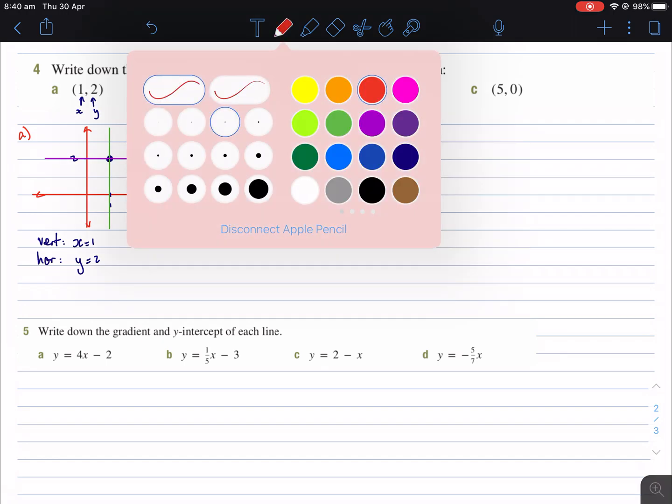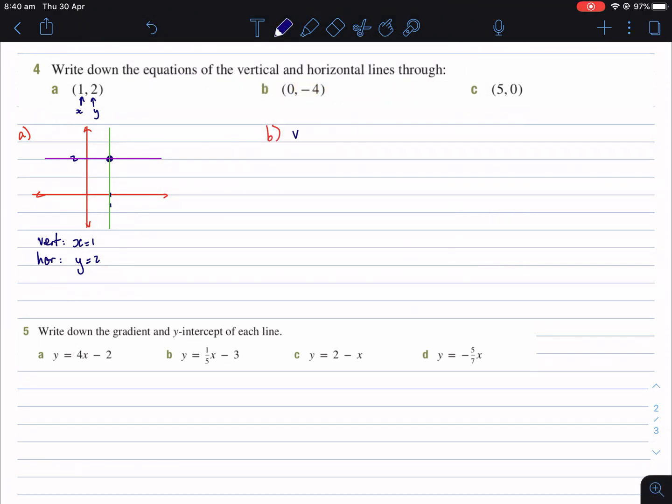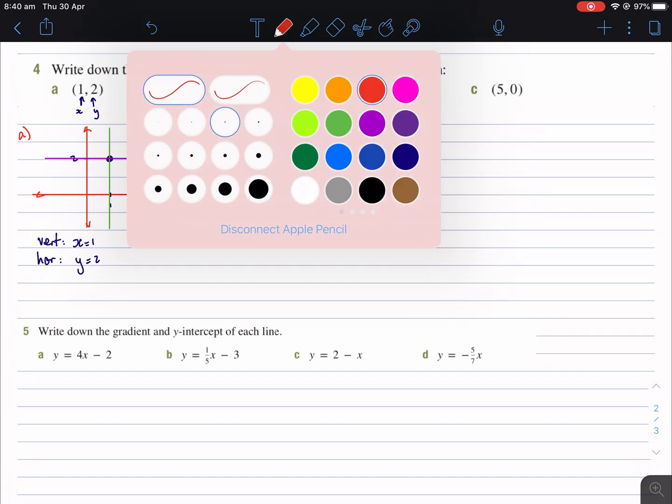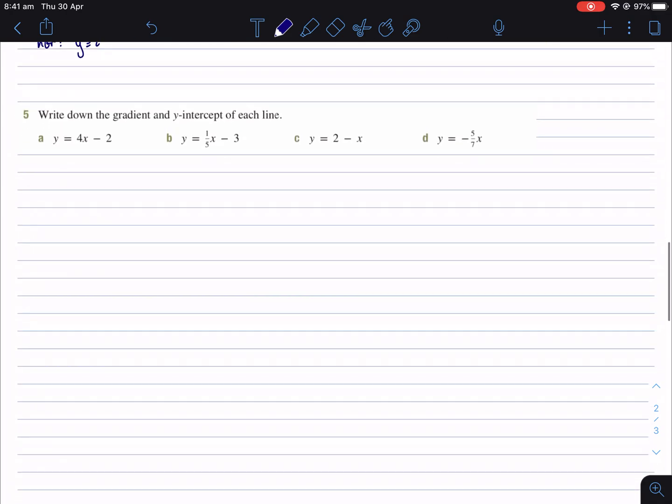So for B, the vertical line is always just what x equals, so x is 0. The horizontal is y equals negative 4. For C, something similar, so vertical line, it goes through x equals 5. The horizontal line goes through y equals 0. Does that make sense? Yeah, I kind of have to always draw it out for the first one to remind myself which is which. You'll get that.